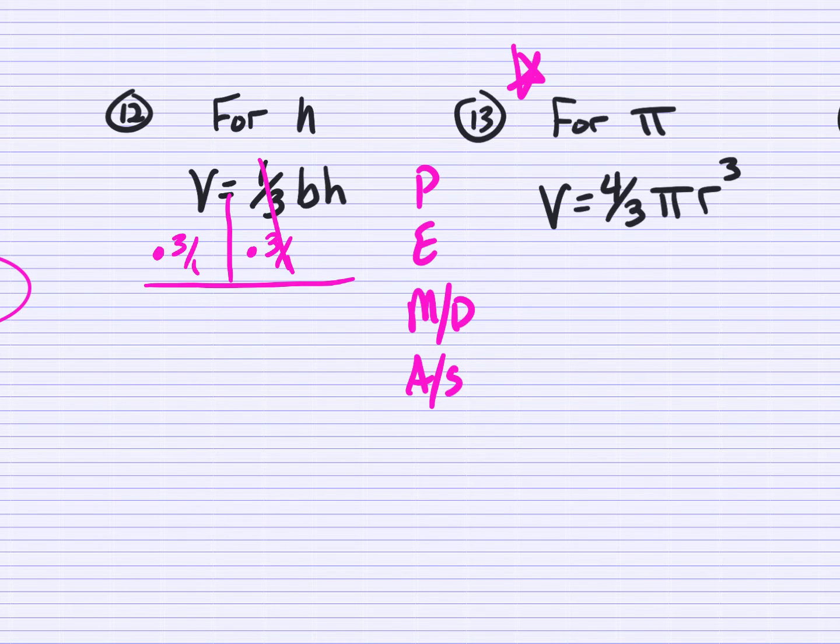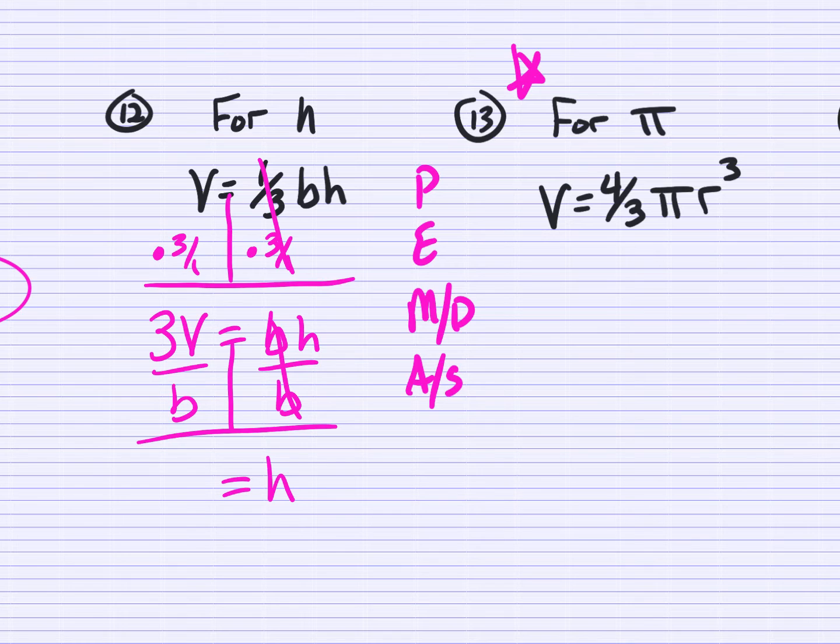So 3 times v is written as 3v. Do not write v3. And I'm going to bring down my bh on the right-hand side. The last step to getting the h all by itself, well, there's a variable b on the same side. That's multiplying. So I'm going to divide by b, and I get h equals 3v divided by b.